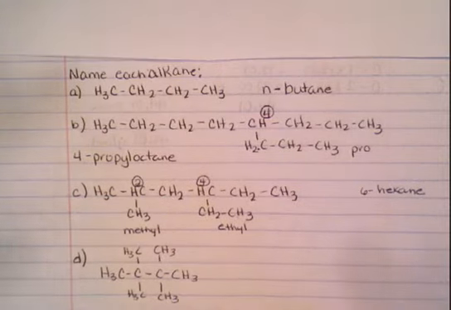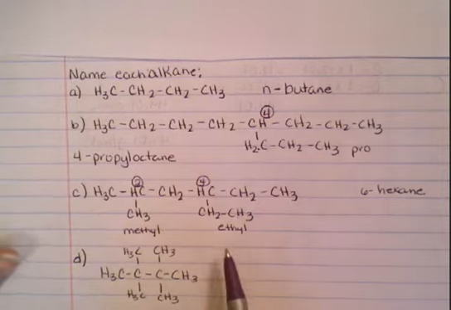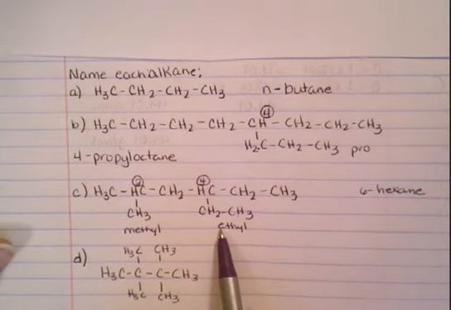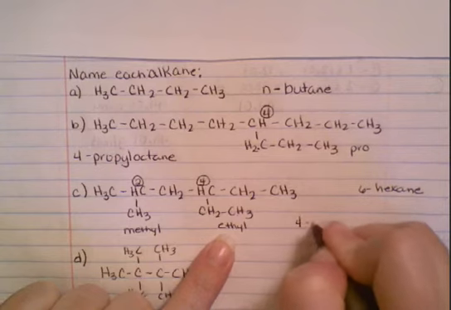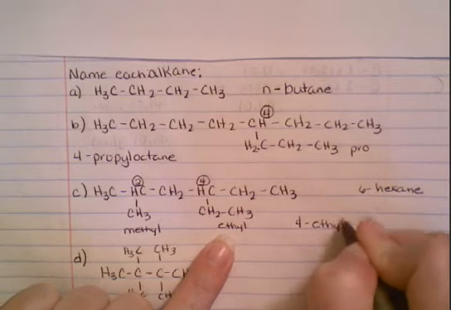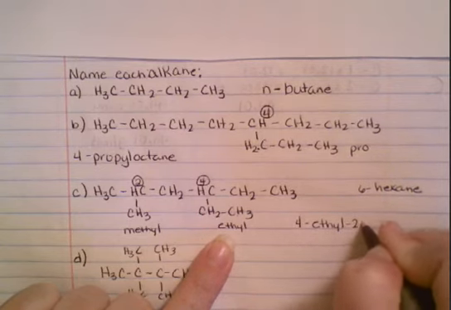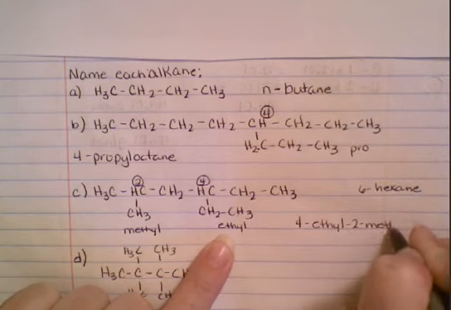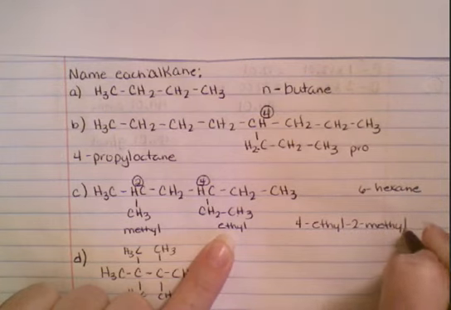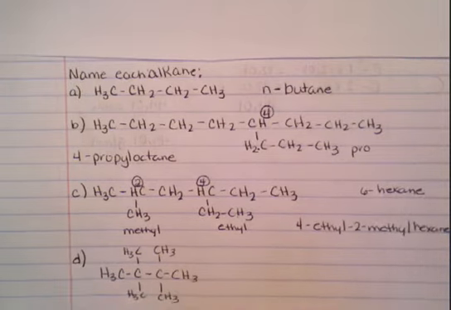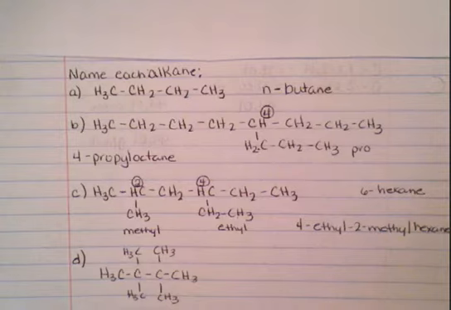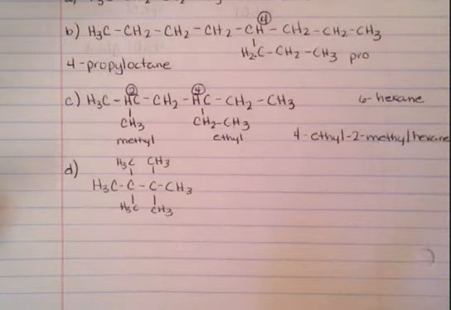Now, remember when you have two substituents, whichever one has the first letter in the alphabet goes first. So the E comes before the M. So this will be 4-ethyl, 2-methyl, and then we have that it's hexane. So since this one's really complicated, you may want to go back, pause, and rework through this one to make sure you understand it. Now we're looking at D.